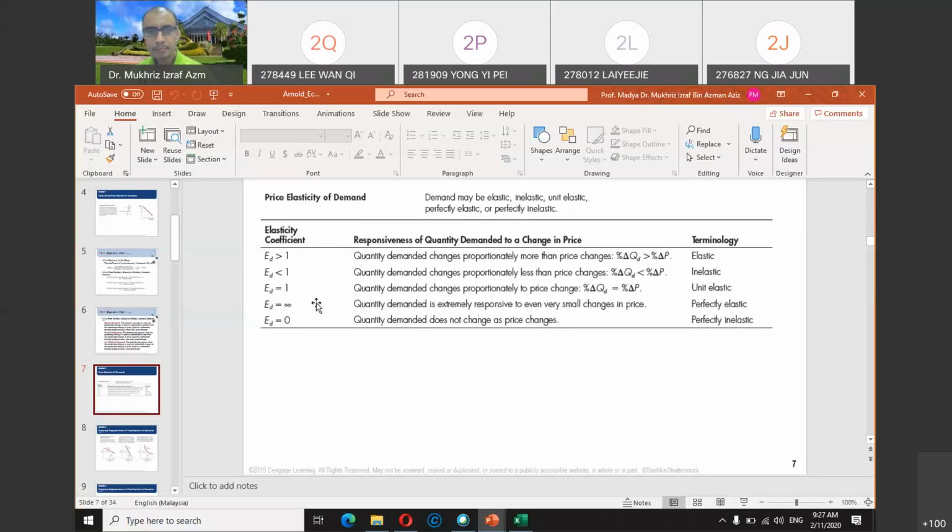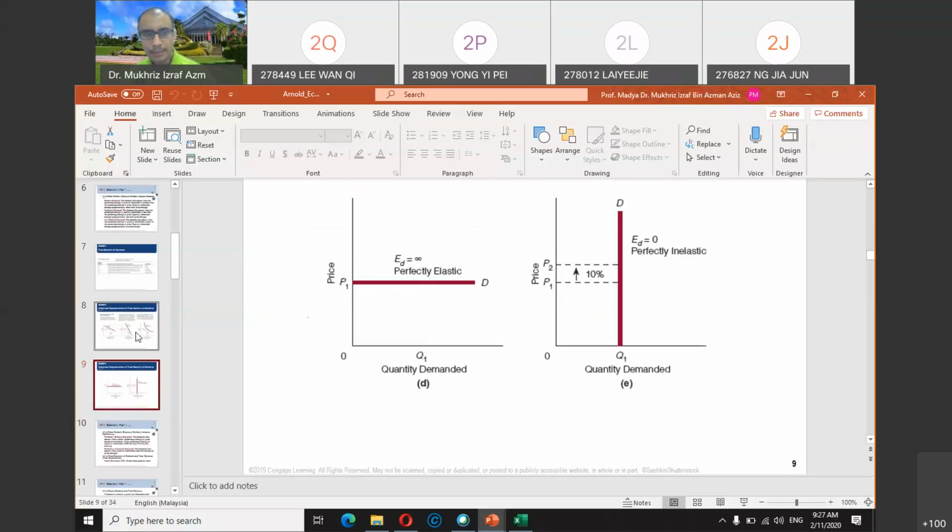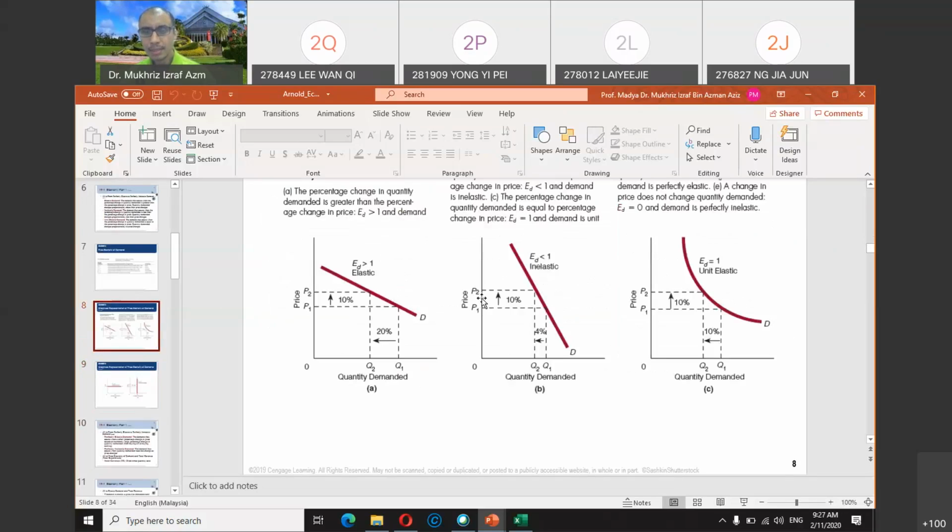For example, the price drop may be just $1, but the quantity increase could be a lot. Or the price can change a lot, but the quantity remains unchanged. So for these two extreme cases, first we look at the general shape of the demand curve. When it is elastic, the shape of the demand curve is usually very flat.